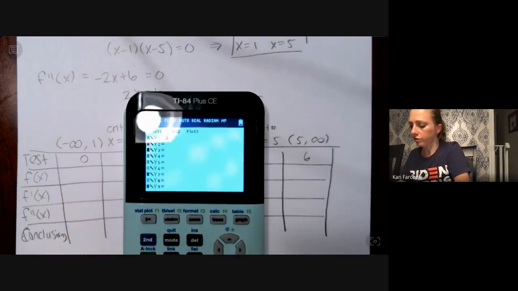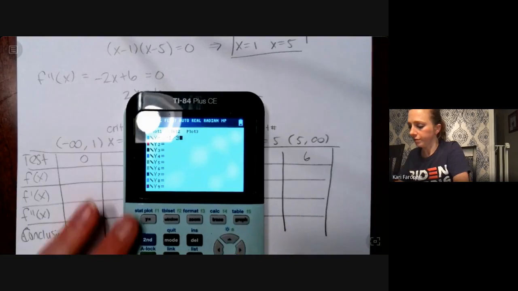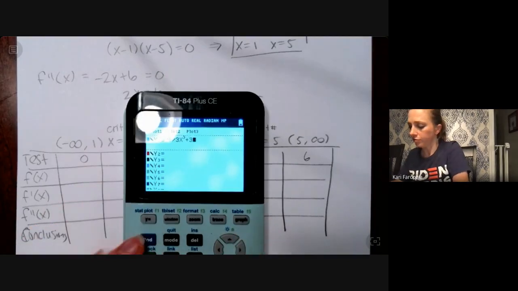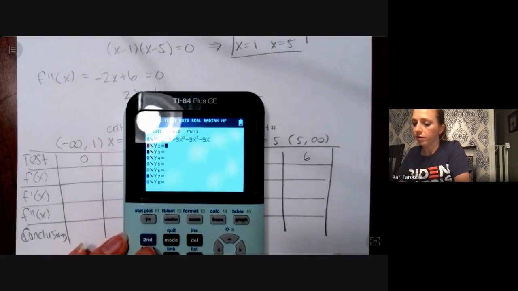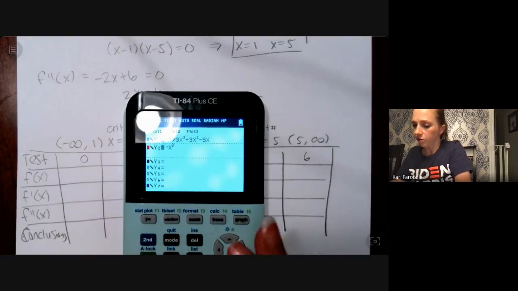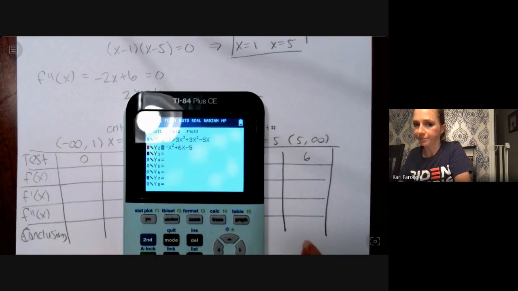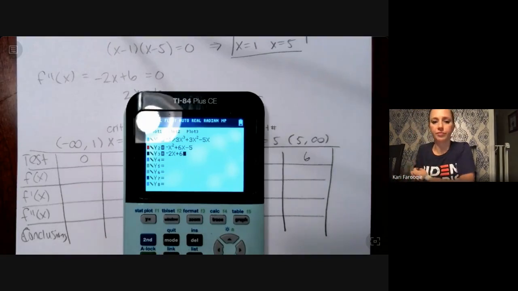So let's see, F is negative 1/3 x cubed plus 3x squared minus 5x. F prime is negative x squared plus 6x minus 5. And then F double prime was negative 2x plus 6. All right, that looks good.